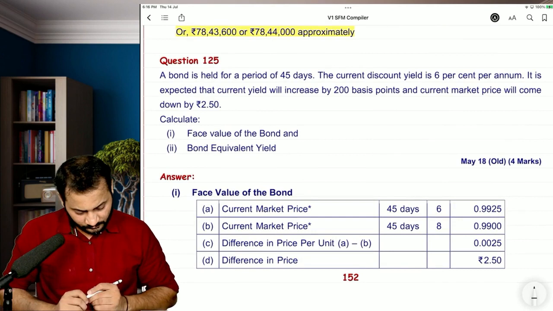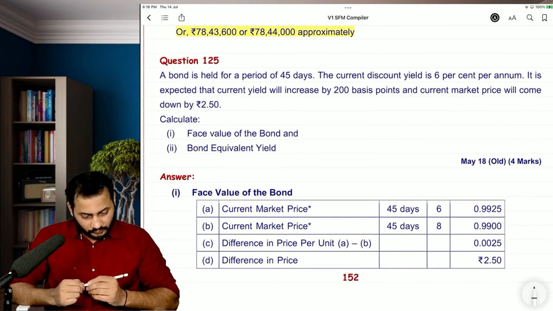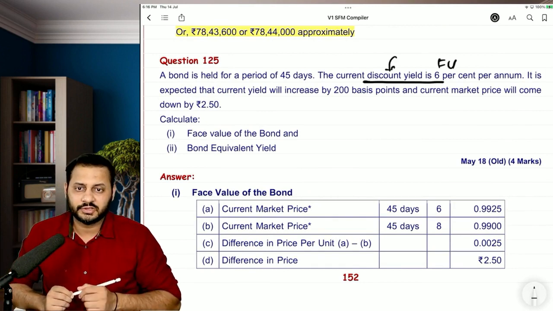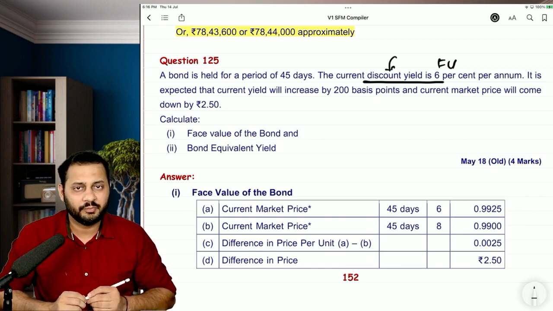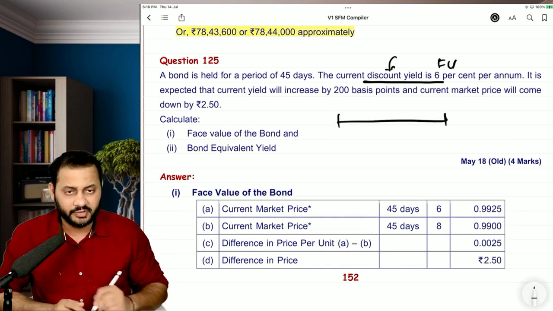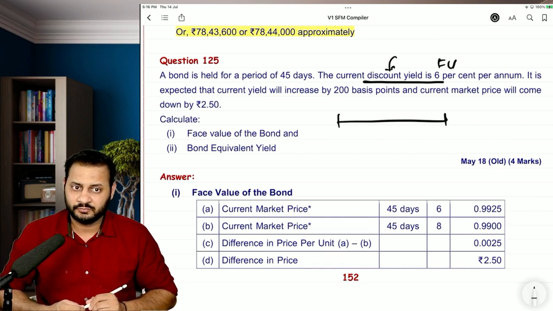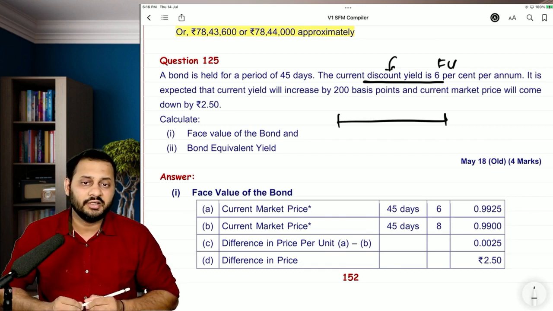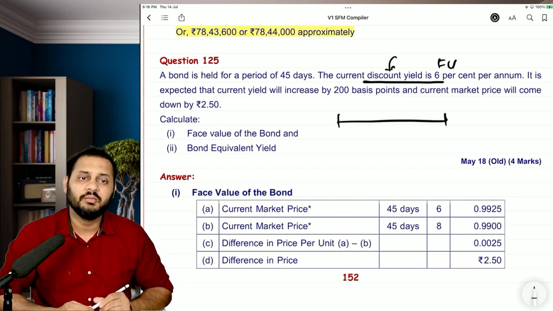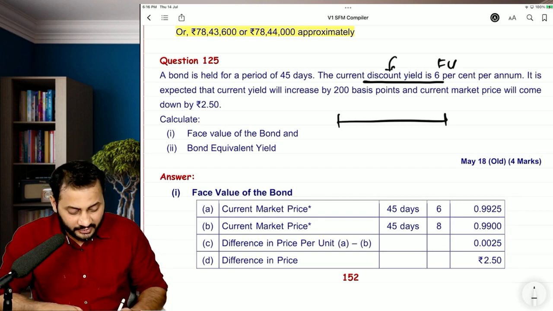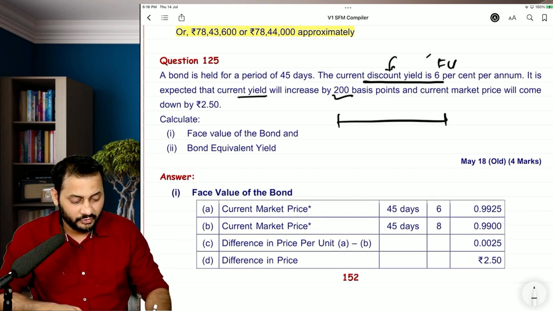125. Discount yield. See, discount yield means it will be applicable on face value. 6%. Have a look. A bond is held for a period of 45 days. The current discount yield is 6% per annum. It is expected that the current yield will increase by 200 basis point and the current market price will come down by 2 rupees 50 paisa. Now they are saying yield will increase by 200 basis point. Don't think this is the yield.